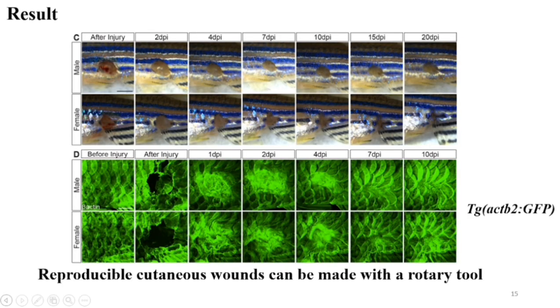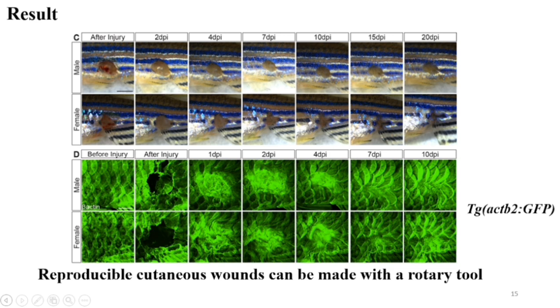We have the figure showing that a reproducible cutaneous wound can be made with the rotary tool. Figure C right here is a magnified image of the flank of a male on top and a female fish on the bottom, before and after cutaneous injury, 20 days post injury.